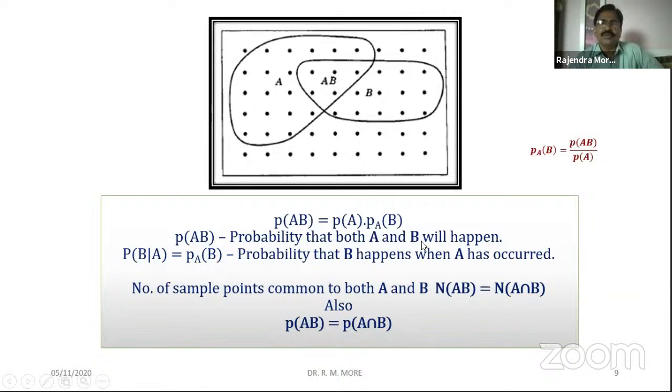P(A∩B) is nothing but the probability that both A and B will happen. And this P subscript A of B is also written like this. See here, there is a vertical line between B and A. Probability of B when A has occurred.